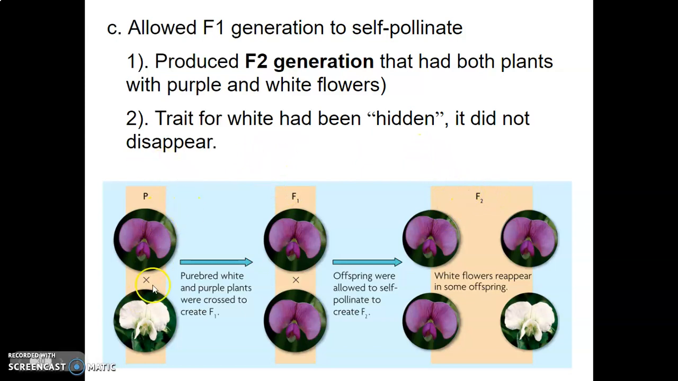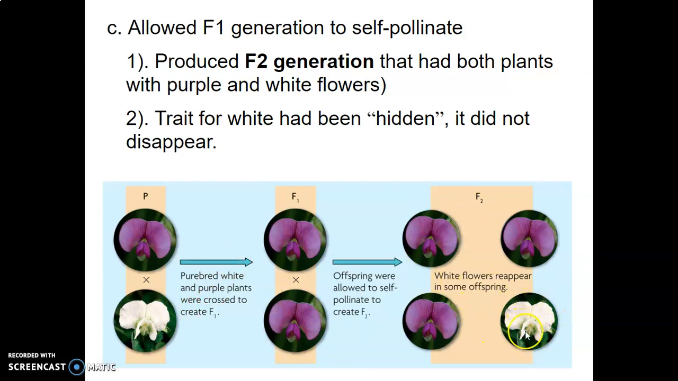So we had the parents here, then we had the offspring in the F1 generation, and then we had offspring in the F2. In this F2 generation, we saw purple and white coming back. Thank goodness he didn't stop right here, because he would have just reasoned that if you mix purple and white, you're always going to get purple. Or if you mixed yellow and green pea purebreds, you were always going to get green peas 100% of the time.